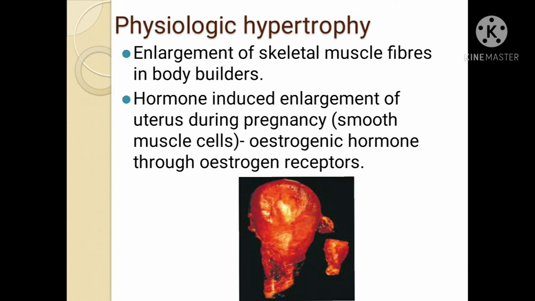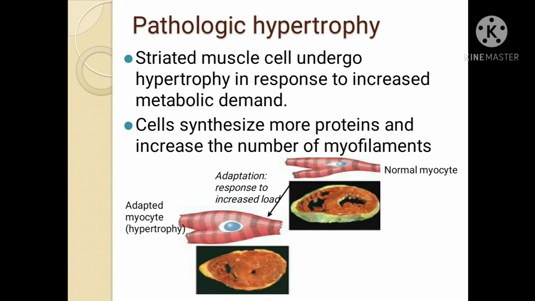In this picture, we are able to see the normal uterus and the hypertrophied uterus. In pathologic hypertrophy, the striated muscle cells present in the heart and skeletal muscle respond to increased metabolic demand by undergoing hypertrophy. The cells synthesize more proteins and increase the number of myofilaments. Therefore, the strength and workforce of the muscle, that is the myocyte, increases as a whole. In this picture, we are able to see a normal myocyte, which is the cell of the heart, hypertrophied in response to increased load. It is cardiac hypertrophy, where the left ventricular wall thickness is highly increased.